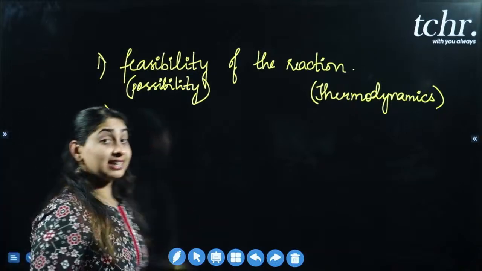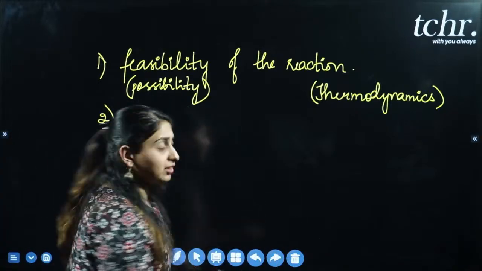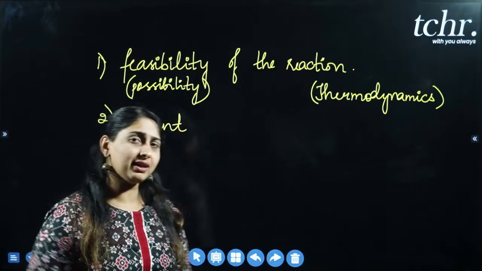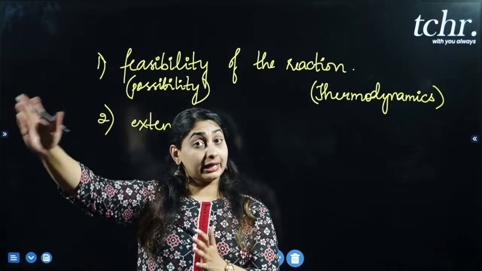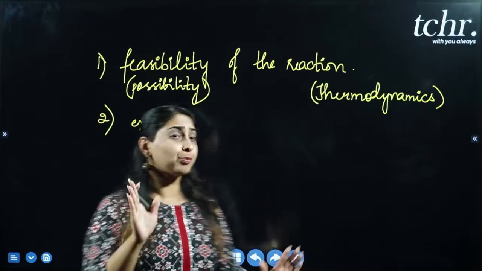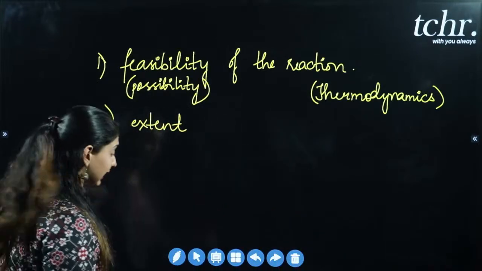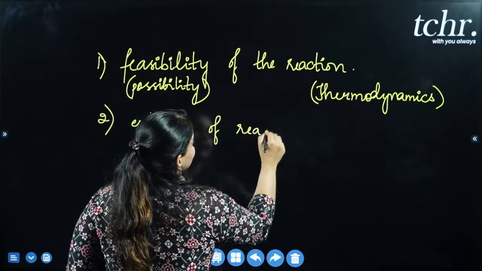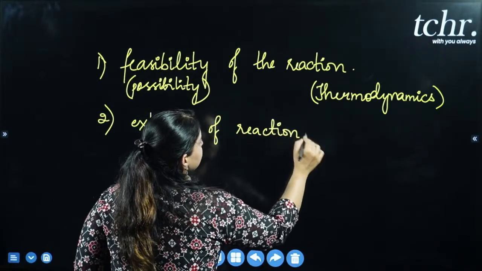Second thing is to find out the extent of the chemical reaction, right? What does extent of the chemical reaction mean? To what extent is this chemical reaction going to proceed? Up to where will this reaction proceed? So extent of reaction has to be found out next.